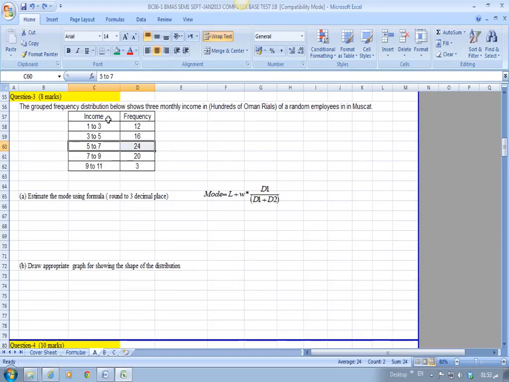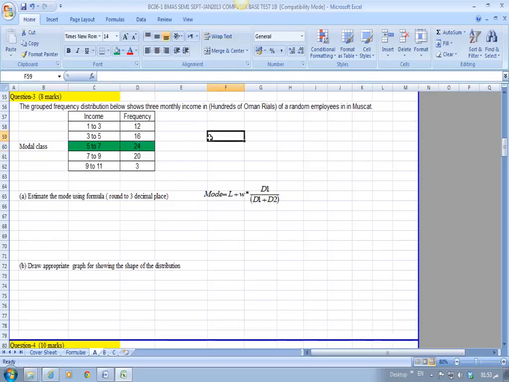So according to this, we highlight this one and we name this one modal class. The modal class is the class with the highest frequency. So according to this, this one is the modal class. This is the modal class, and if you see here, this modal class has the highest frequency. So D1 is the difference between the modal class frequency, that means between 24 and 16.